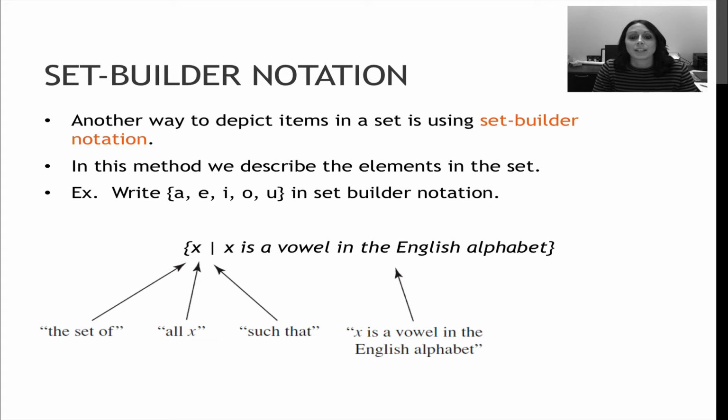Another way that you can depict the items in the set is by set builder notation. And set builder notation is different than roster notation because we're not actually going to list the items. We're going to describe what the elements in the set are. So the first part here is you're always going to write x or whatever your variable is. Typically we use x. This means "such that", so this is the set of all x's such that, and then this is a description of anything in that set. So x is a vowel in the English alphabet.